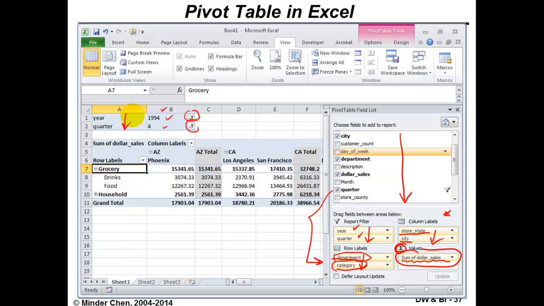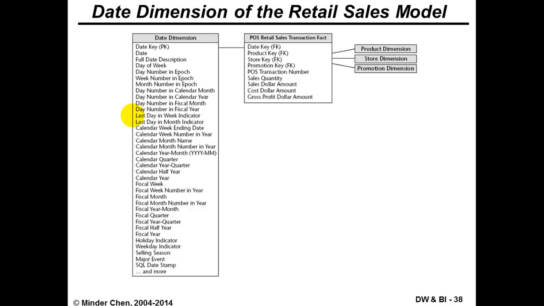So Excel's pivot table can be a very low-cost solution to help you visualize the data that you have in a data warehouse or in pre-prepared OLAP cubes, as we have discussed earlier. And so when you study the data model for a data warehouse, pay attention to the various dimensions, okay? And there are a lot of attributes here for the date dimension.